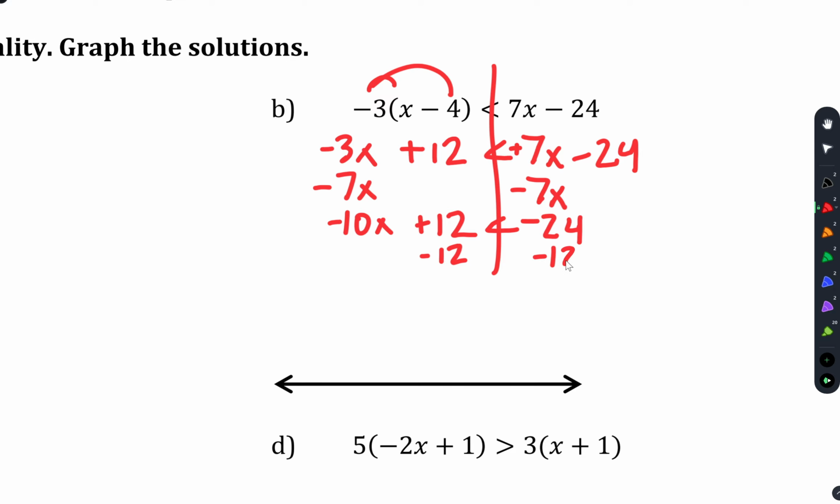And then inverse order of operations. I'm going to subtract the 12 from both sides. Negative 10x is less than negative 36. Divide both sides by negative 10. What's our rule for when we divide by a negative number on both sides? Flip the sign. So my sign is going to go from less than to greater than. Negative 36 divided by negative 10. We don't have to think too hard. We can just put it in our calculators, really. I don't care if you use your calculator. It's going to be a positive 3.6.